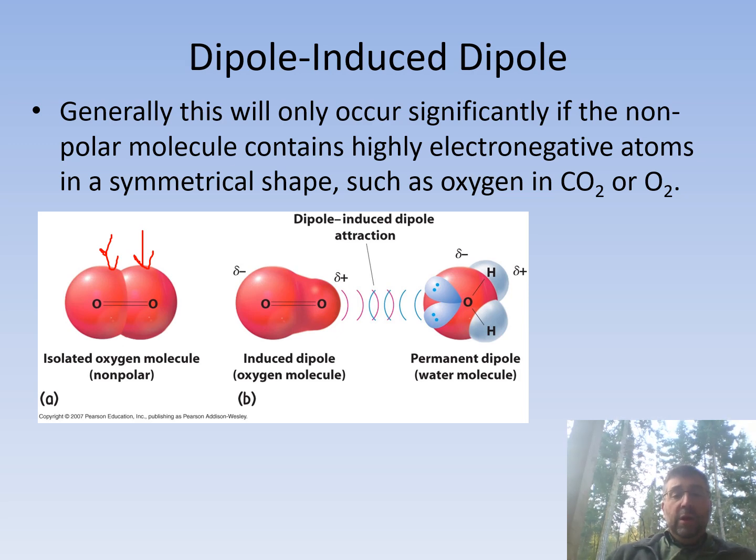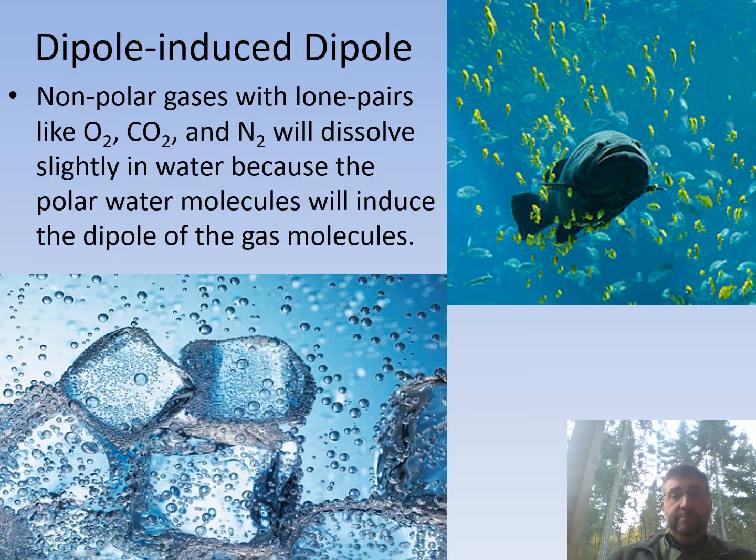And so when a water molecule comes in, it pushes the electrons that are located on one of the oxygens over, inducing the dipole. So we call this dipole-induced dipole because the induction occurs because there's a polar molecule involved. So oxygen molecules, carbon dioxide molecules, nitrogen molecules, all of those are examples of molecules that contain highly electronegative atoms that are symmetrical, so they're nonpolar, but can be induced into a dipole by the interaction with another polar molecule.